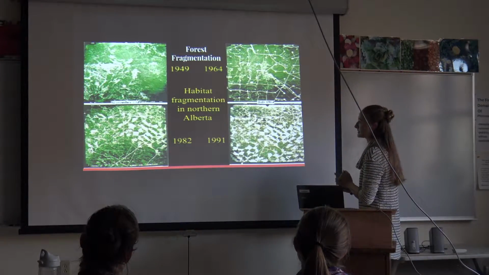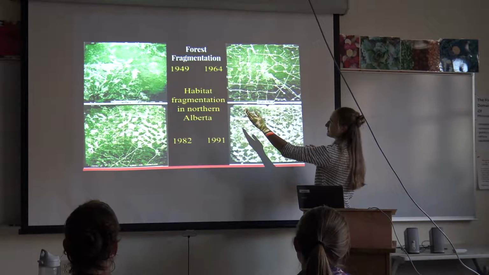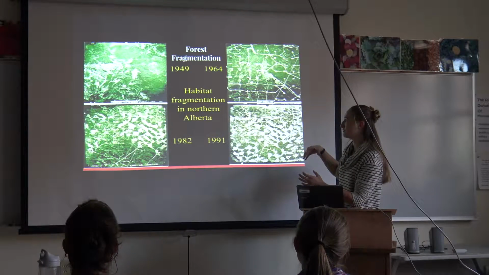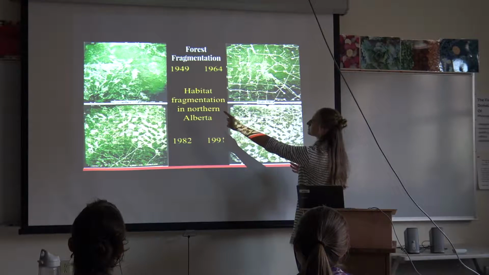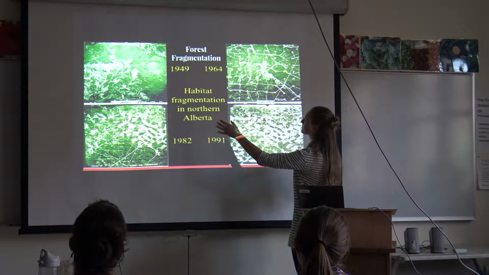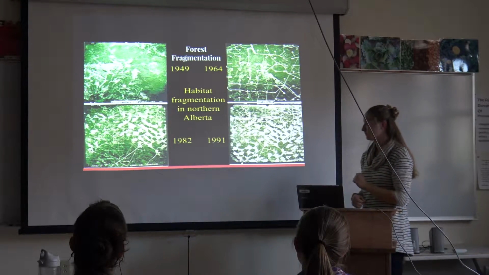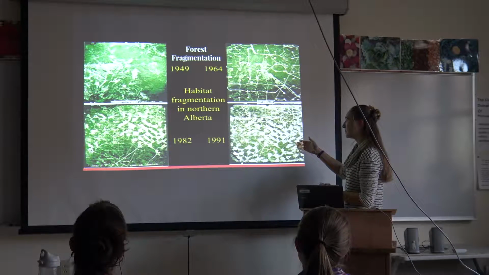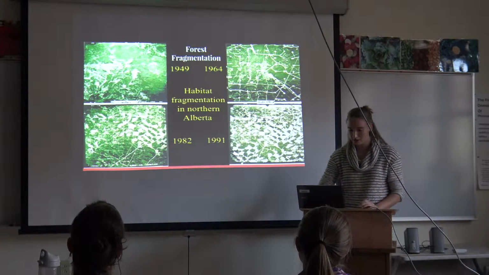And then this is another picture I'd like to show because it shows over this time period from 1949 to 1991 how habitat fragmentation of Alberta happened. So you can see here that the forest was plentiful and plenty of room for animals to live. And then it slowly got worse and worse as years went on. And eventually it's almost impossible for any animals to live in this area because of the highly fragmented pattern.